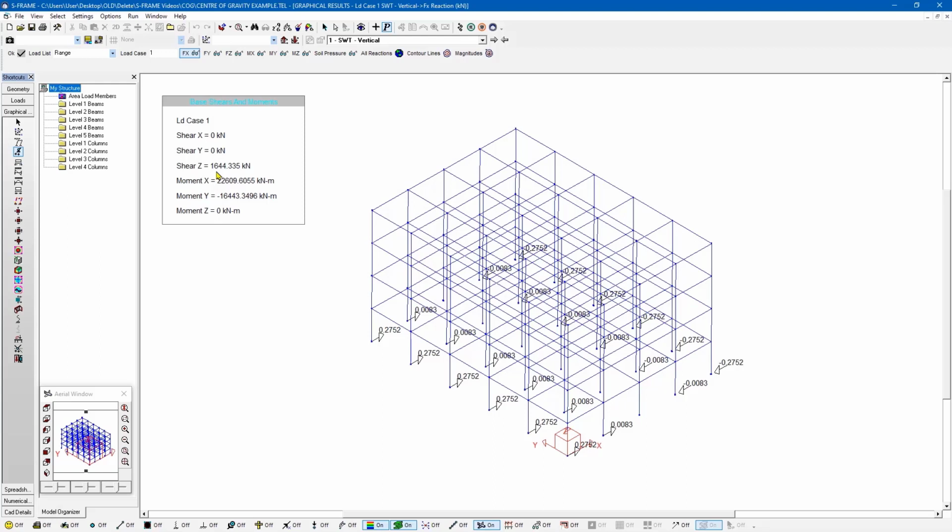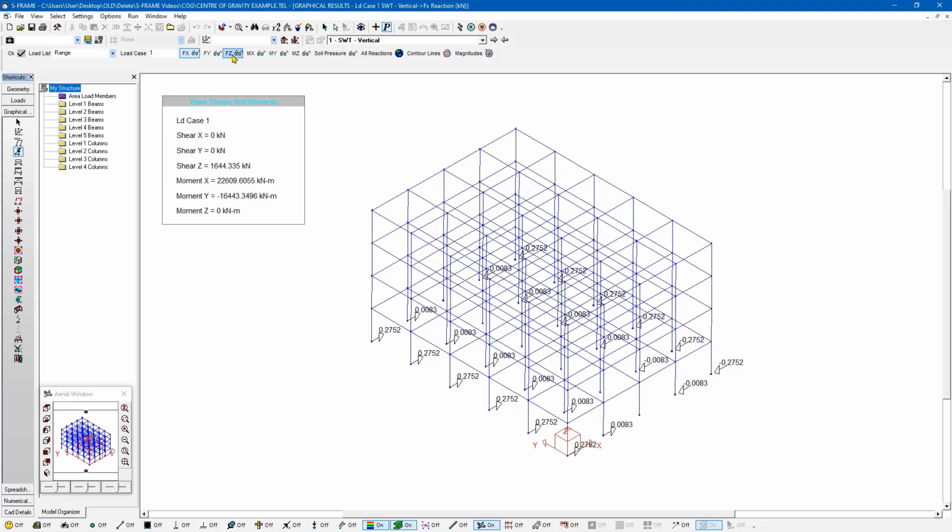I can see that I'm getting reactions in the shear Z direction of 1644 kilonewtons, which matches the self-weight that I discussed earlier. I'm also getting some moment X and moment Y. Now it's worth mentioning that these are taken about the global coordinate system origin. And something I haven't touched on yet is that the global coordinate system origin is at the base of my column right here. You can see where the X, Y, and Z arrows come from. That's important to keep in mind.